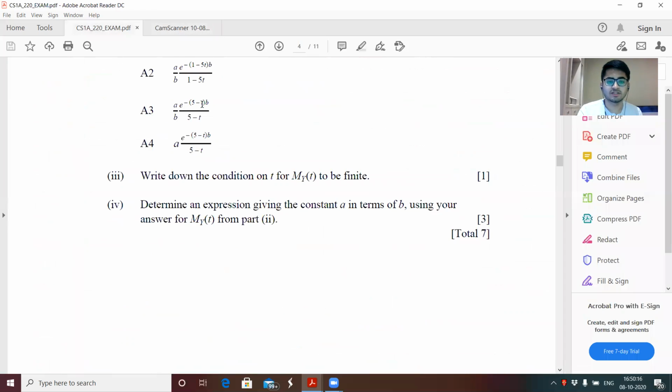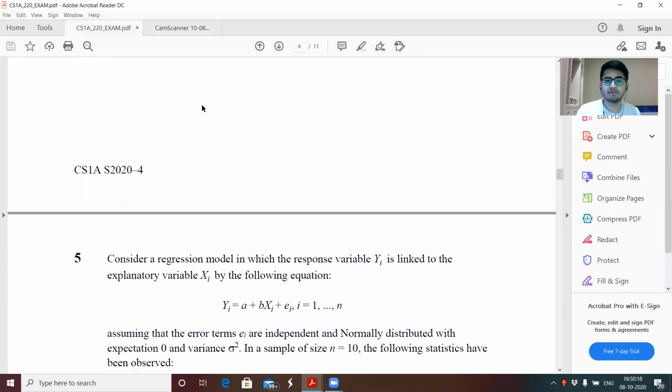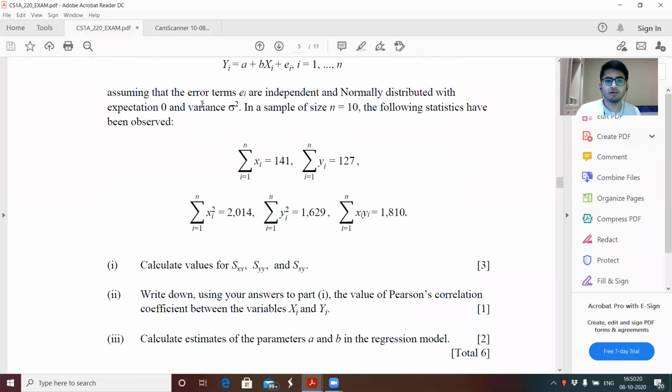Moving forward, next question 5. Again, a very direct question. We need to find the values of Sxx, Syy, Sxy. These are direct, straightforward. The formulas for these are also given in the actuarial tables. Alternatively, you could have referred to institute material as well.